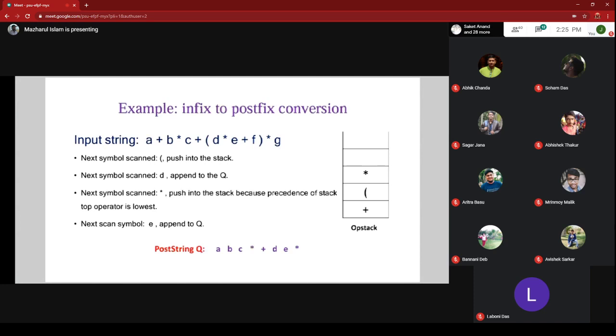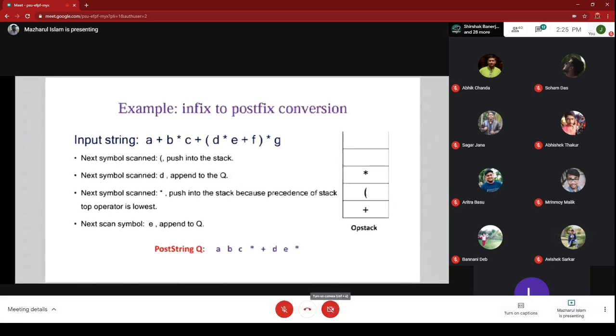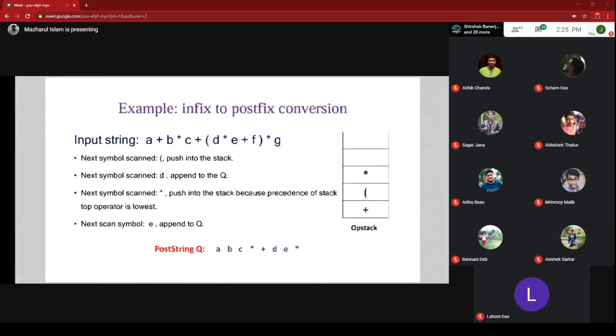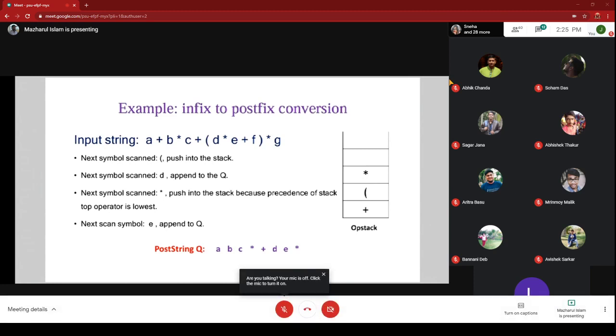Now after E, you are encountering which operator? Plus. Now what is at the top of the stack? At the top of the stack is multiplication, and what is your scan char? That is plus. So the 7a condition is not satisfied. When the 7a condition is not satisfied, 7b will execute.